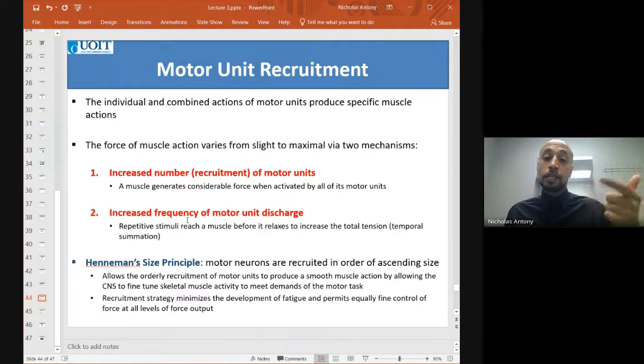You can increase the force once you've recruited all of the motor units. You can just take those motor units and fire them faster, and that will cause a little bit more force. So the way that we increase the force of a given muscle is by recruiting more motor units and increasing the frequency of motor unit discharge.